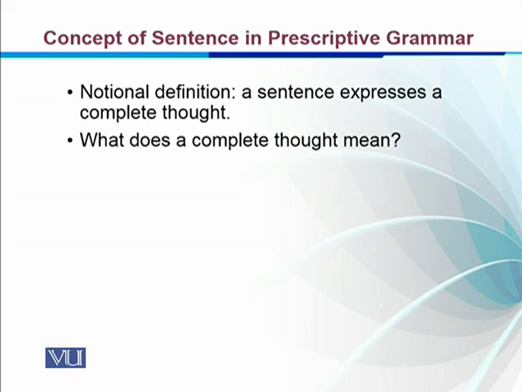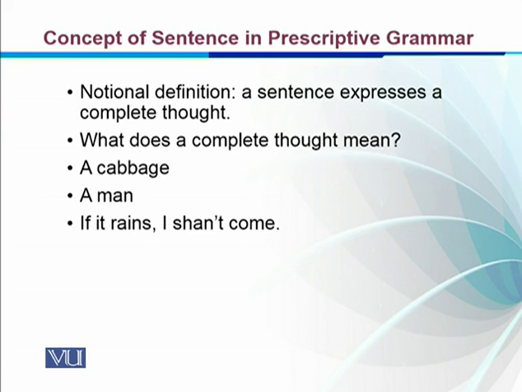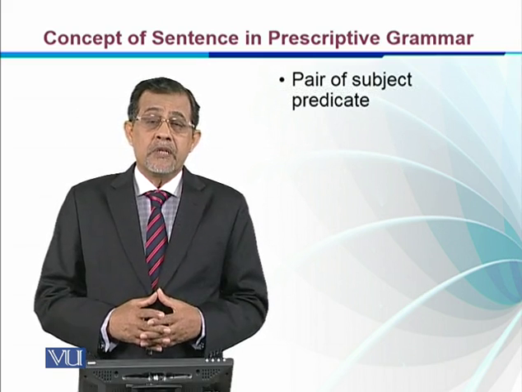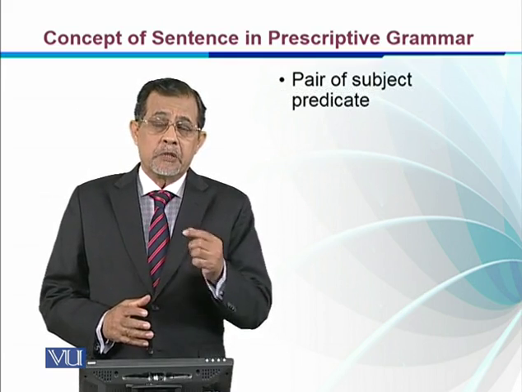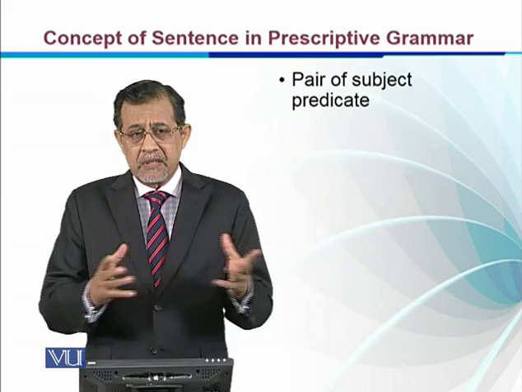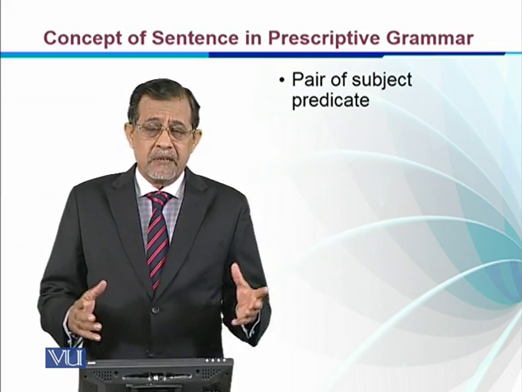But what does complete thought mean? A cabbage isn't a complete thought. A man isn't a complete thought. "If it rains, I shan't come." It's a complete thought because it's a sentence. But how come? "It rains" is one thought and "I shan't come" is another thought. So these are two thoughts, but we call it a single sentence. According to this definition, it should be one thought. So there are certain questions on this very expression, complete thought. However, we can say that it's a pair of subject and predicate.